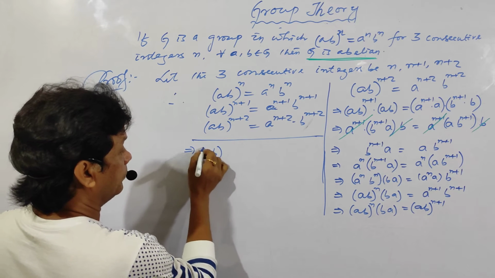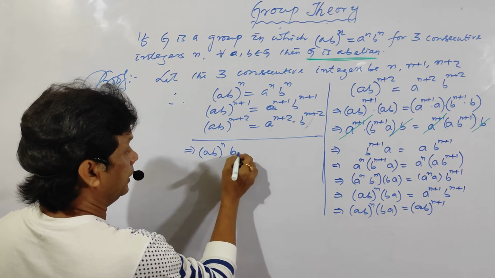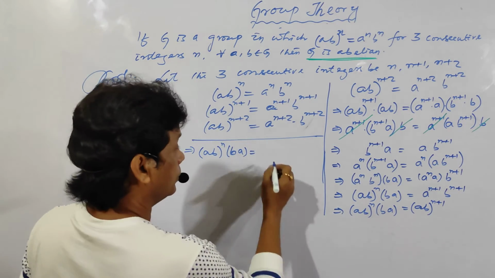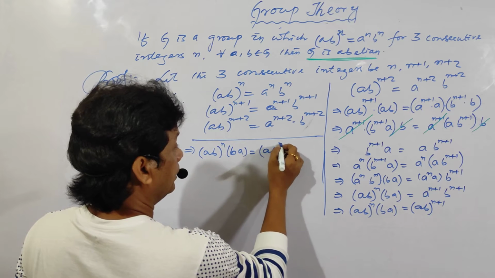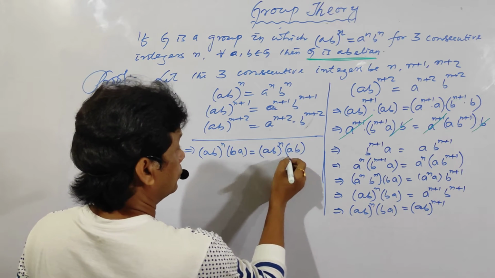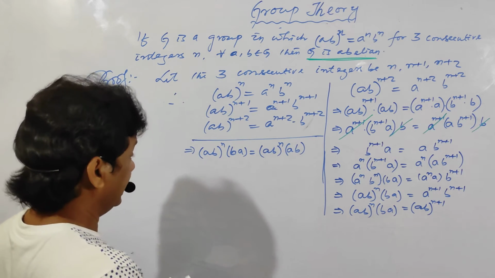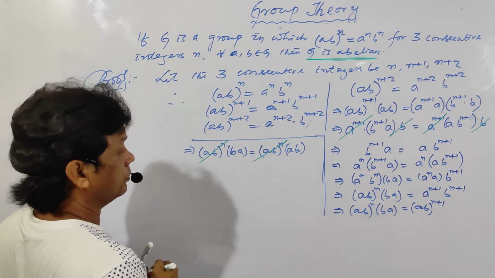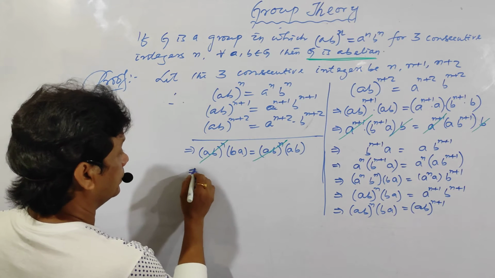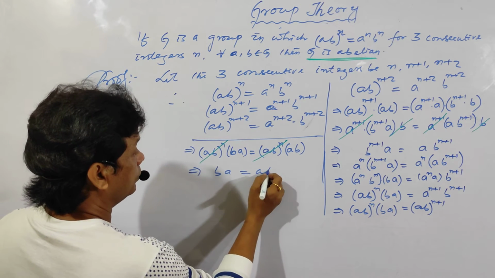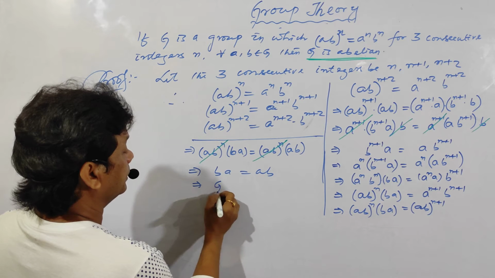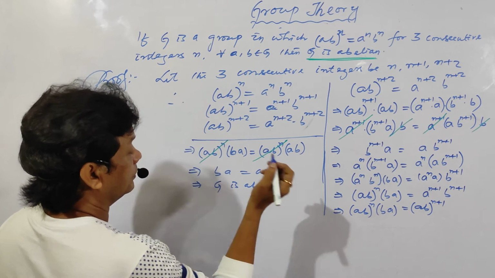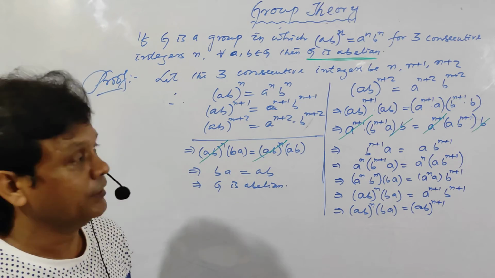now (ab) to the power n into ba is equal to, as I have told you how to split this one, so (ab) to the power n into ab. So simply cancel out from both the sides. After applying the left cancellation law, these two cancel out and remain ba is equal to ab, which is the commutative law. That means G is abelian. Clear? So this is the proof.